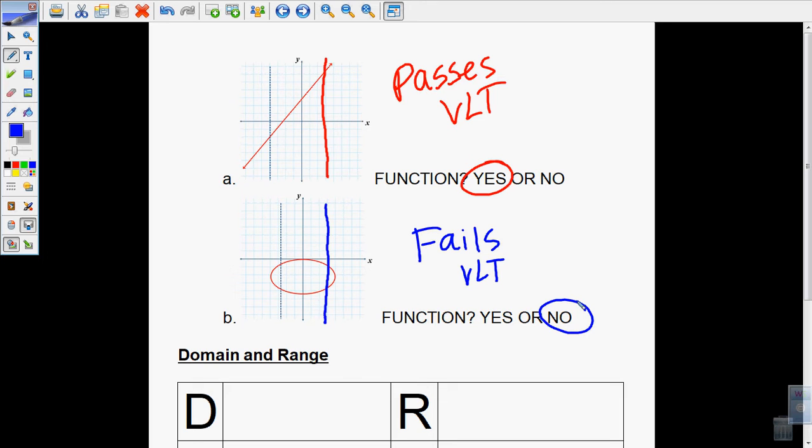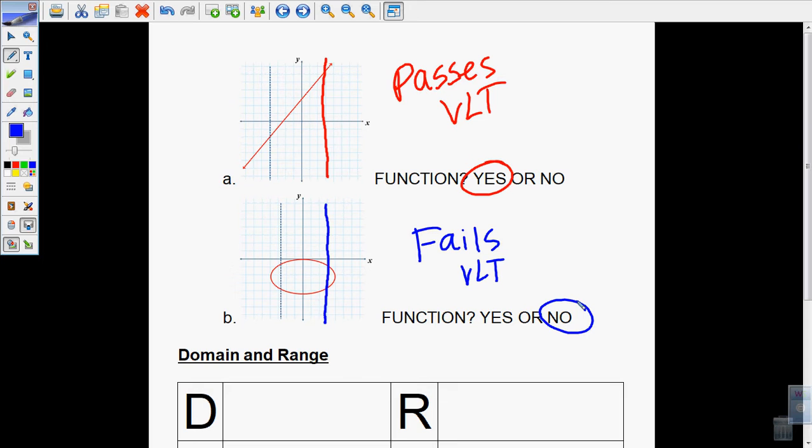Okay? Before, I just want to know, if I pass the vertical line test and the horizontal line test, does anyone remember what that special function is called? If I pass the vertical line test and the horizontal line test.